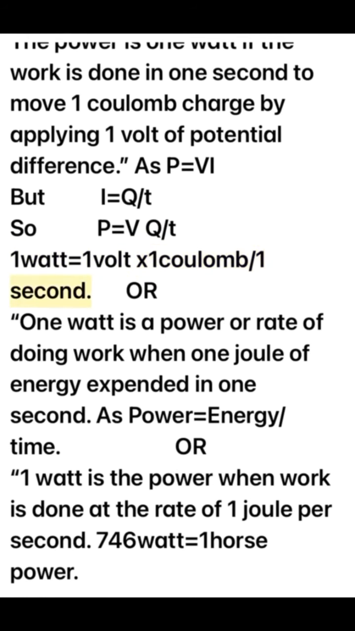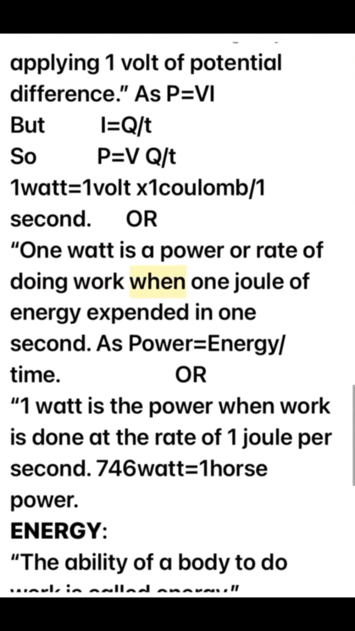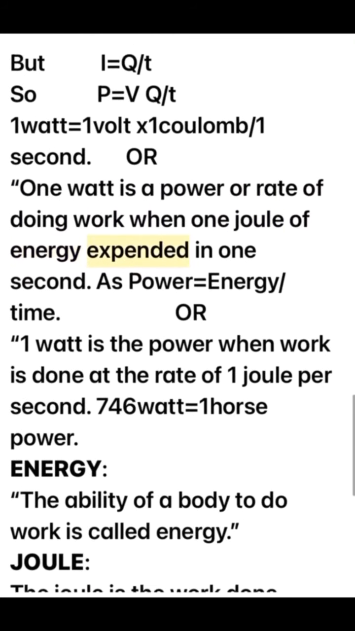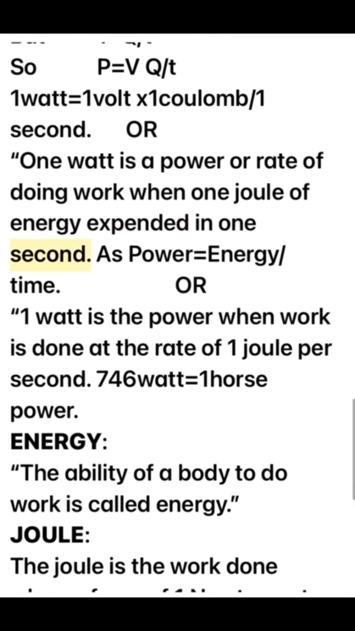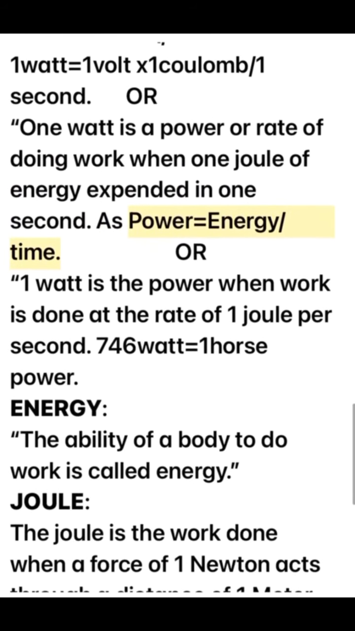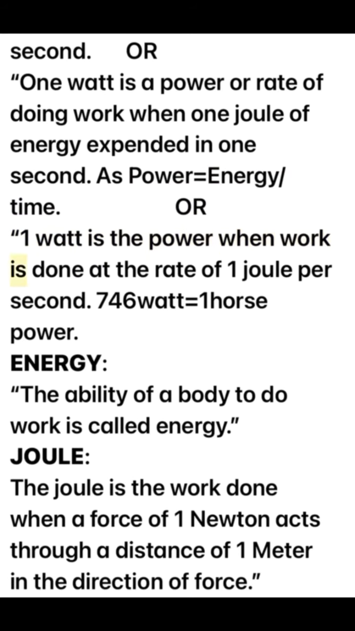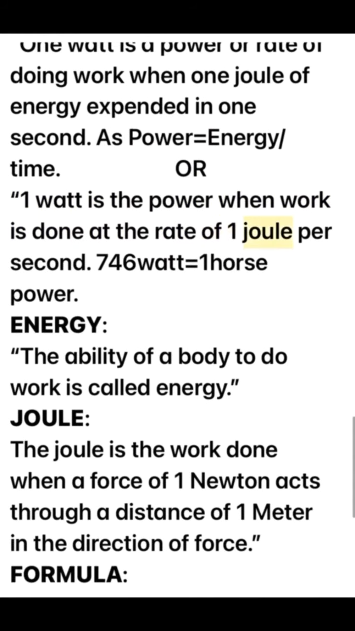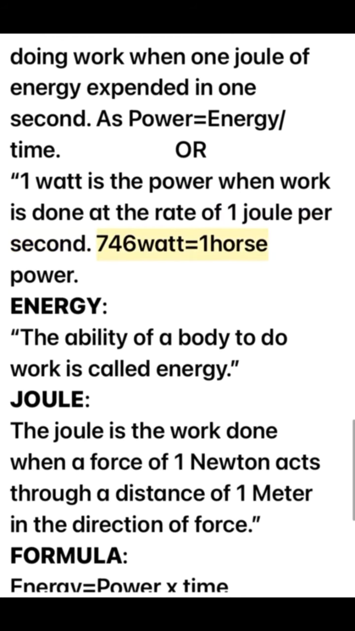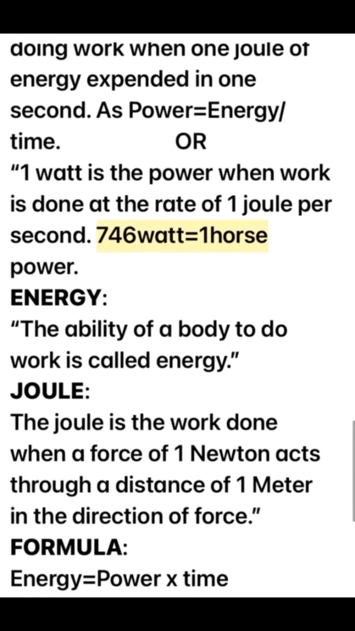Or 1 watt is a power or rate of doing work when 1 joule of energy is expended in 1 second, as power equals energy/time. Or 1 watt is the power when work is done at the rate of 1 joule per second. 746 watts equals 1 horsepower.